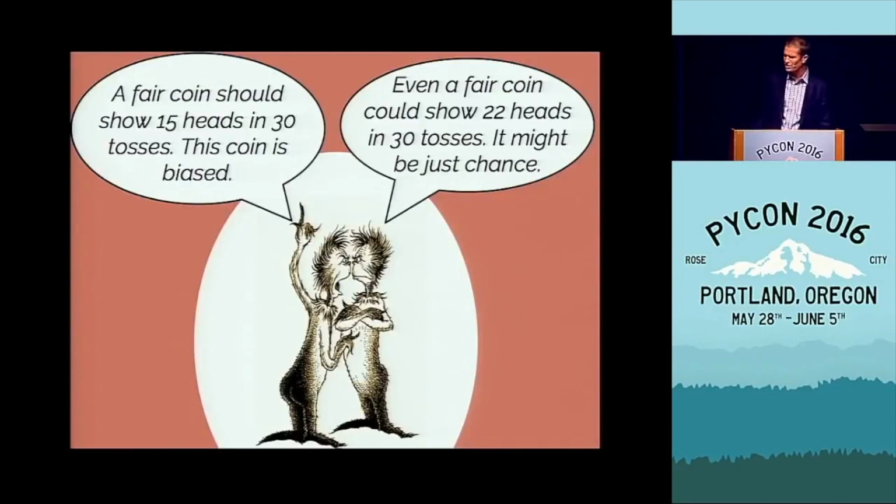Now you could have an argument about this. You might say, a fair coin should show 15 or so heads, so this coin's probably not fair, right? But then your friend comes along and says, but even a fair coin could show 22 heads every once in a while. So how do you answer this question? This person on the left saying the fair coin should show 15 heads, we'll call them the advocate, and on the right, this person saying it could be a fair coin and just show this by accident, we'll call them the skeptic.